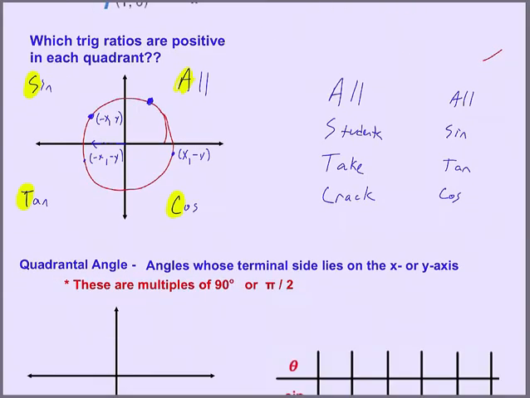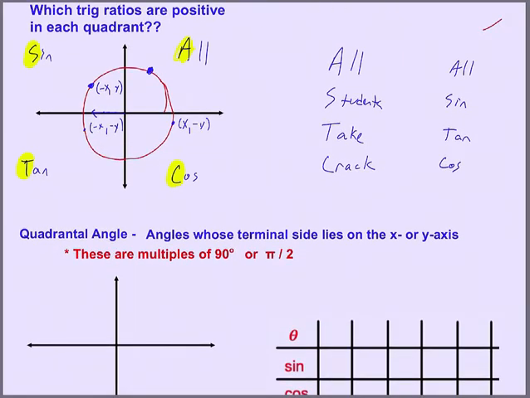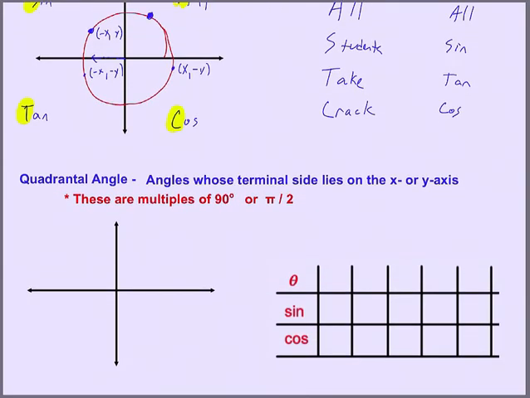The next step here is to talk about, well, what about in between the quadrants? We mentioned this term the other day. Those are called quadrantal angles. Those are the angles that are exactly on the x-axis and y-axis. They're not exactly in any quadrant. What are the sines and cosines there? Are they positive or negative? They don't fit into all students take crack.